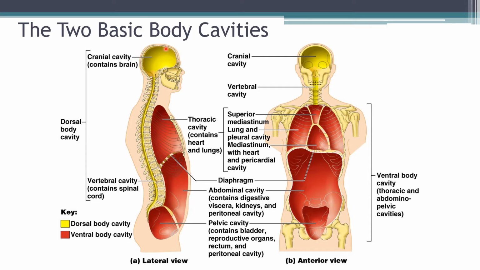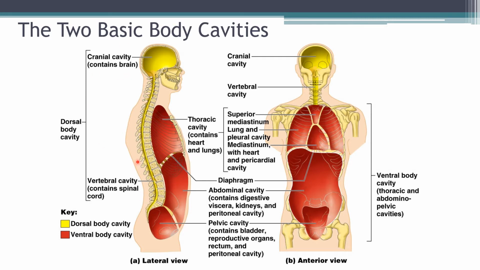Okay, so the first cavity inside the dorsal body cavity is called the cranial cavity. That's going to be the space inside the skull, and that's going to be the cavity that contains the brain. The second space or cavity within that dorsal body cavity is called the vertebral cavity. This is going to be the space inside the vertebrae, or what you would commonly call your spine, right? So the space inside these vertebrae. This is going to be the cavity that contains the spinal cord.